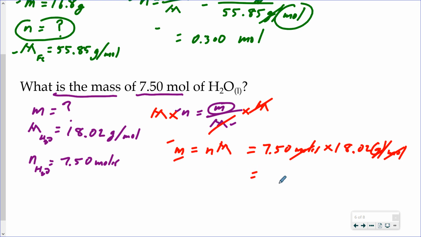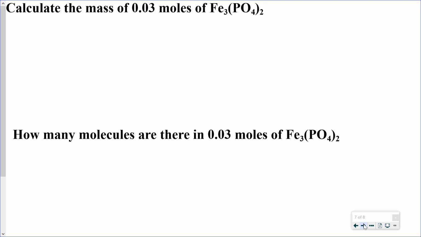So for this one here, our mass is going to end up being 135 grams. That's the number of grams that you have of water if you have 7.5 moles. Let's do a couple more here. So calculate the mass of 0.03 moles of this one that we saw before as well, the iron 2 phosphate.